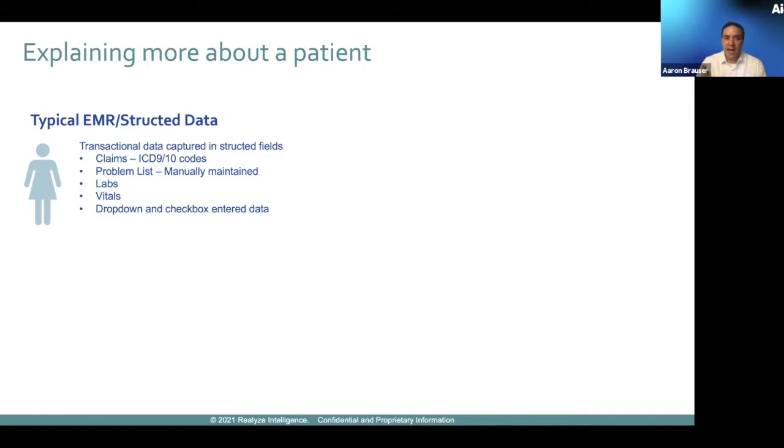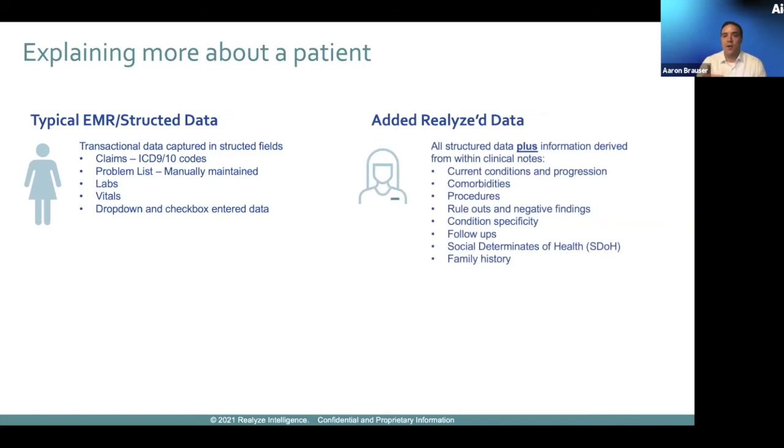But we can get labs and vitals and drop down. The way that we see that, that's a good start. But then we take that and add to it all of that richness that we get out of clinical notes: the current conditions, the comorbidities, the procedures, even things that might be negative or things that have been ruled out. That will give that level of information.